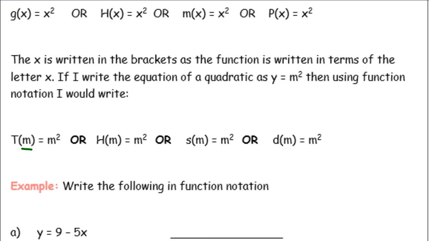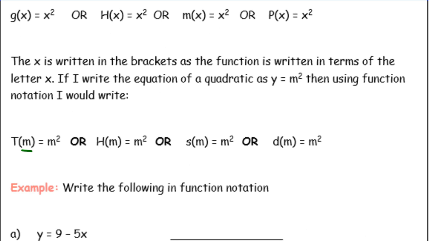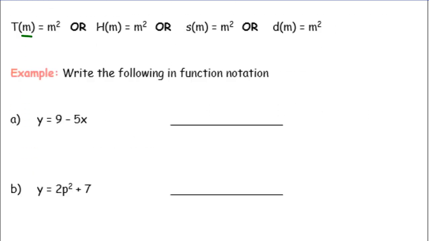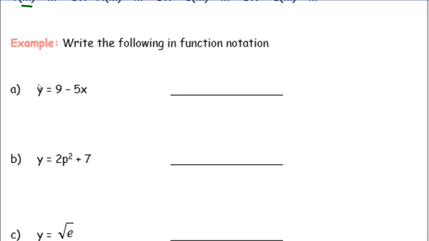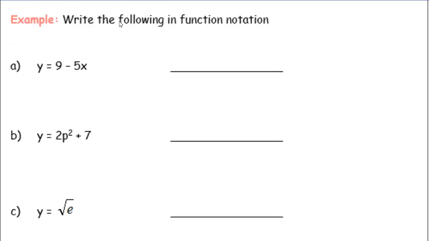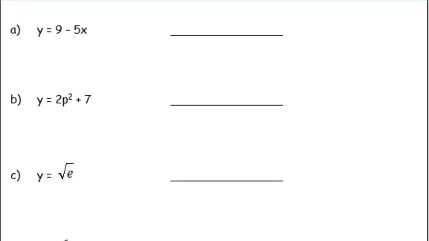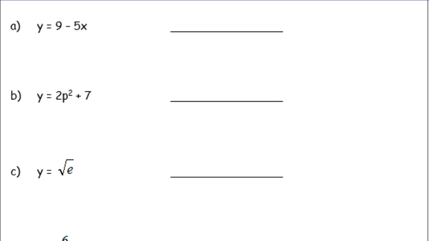Example, write the following in function notation. Basically you can call the first letter anything you want. You can use f if you want, but you've just got to make sure that the letter in the brackets is the one that's appearing in the equation. Sometimes when you're asked to express a function in an exam, people just always go y equals, or f of x equals, but maybe it's not x, maybe it's p that should be in the bracket.